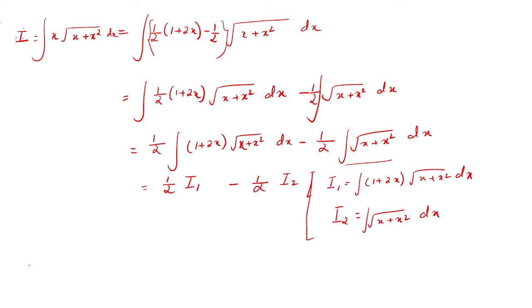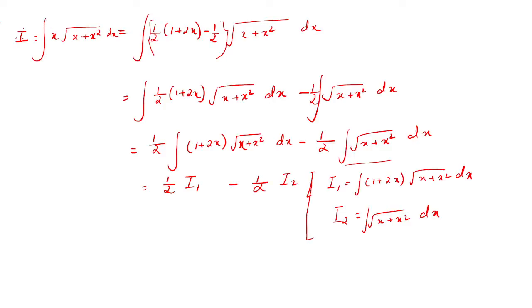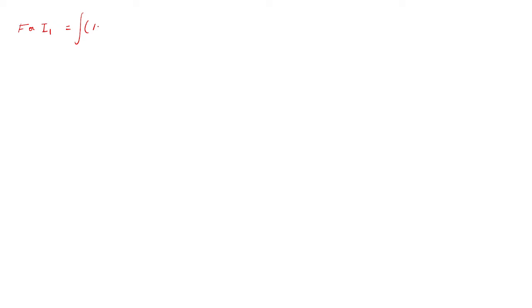For I1, the first integration, it is integration of 1 plus 2x over root of x plus x squared dx. For this, we'll do it by substitution. You have to think about this. I'll take x plus x squared equal to t. Now let's differentiate this. If you differentiate x, you get 1. If you differentiate x squared, you get 2x. And you put a dx over here and you get this as dt.